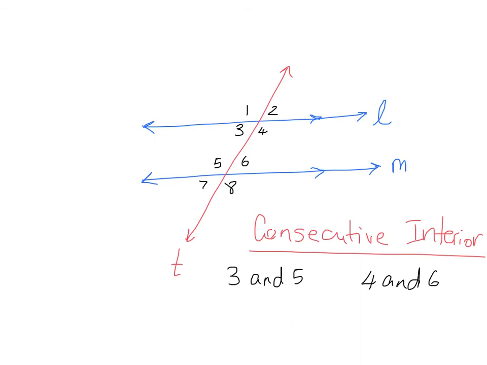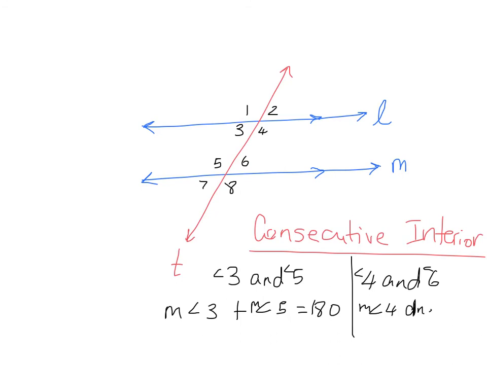So let's write this down. The measure of angle 3 plus the measure of angle 5 is 180. And the same goes over here, the measure of angle 4 plus the measure of angle 6 is equal to 180. That is one big mess right here, but you get what I'm saying. So when we add up consecutive interior angles, we get 180.